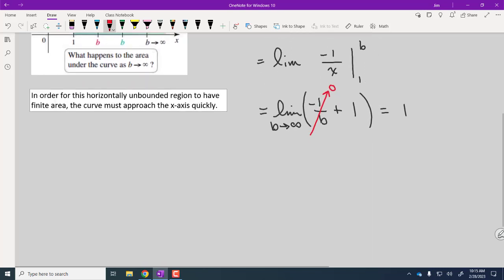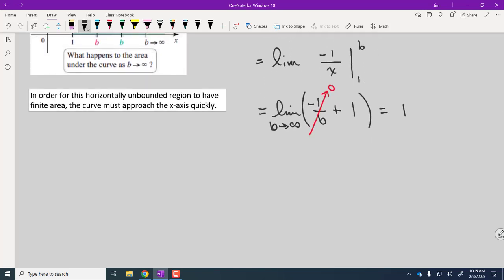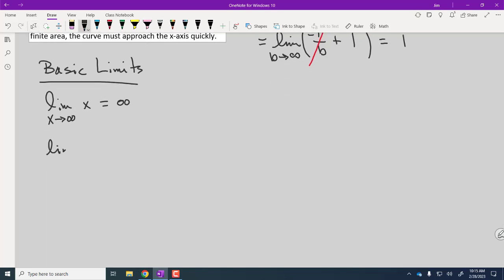So in Calc 1, you had 2 basic limits. Here were your 2 Calc 1 basic limits. The limit as x goes to infinity of x, that's infinity, and the limit of 1 over x as x goes to infinity, that's 0. Right? Those are your 2 basic ideas. If the x is in the denominator and the numerator is a constant, it's going to go to 0.